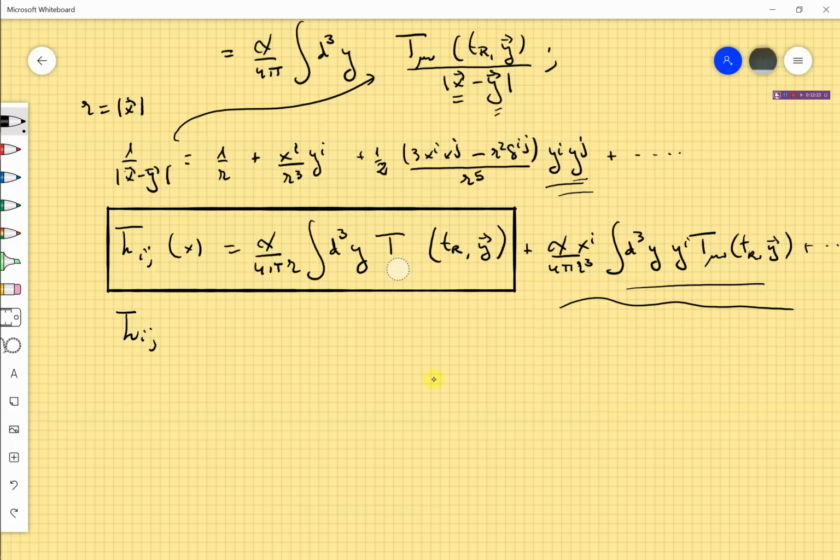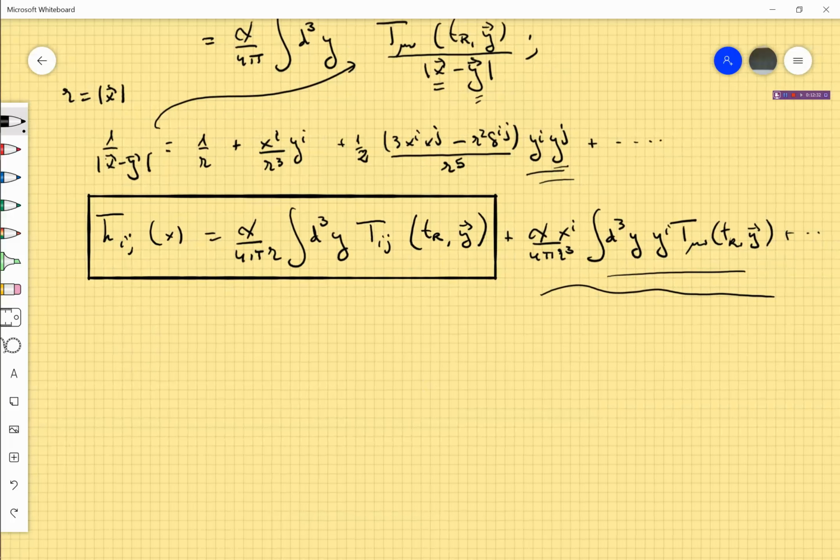And the thing with T^ij is that we don't have much intuition of what T^ij is. However, there is a very clever trick that can be used to replace T^ij by moments of the distribution of density of mass and energy, T^00. Let's see how this works. We want to compute this integral d³y T^ij, which is a function of y. I don't write it explicitly.